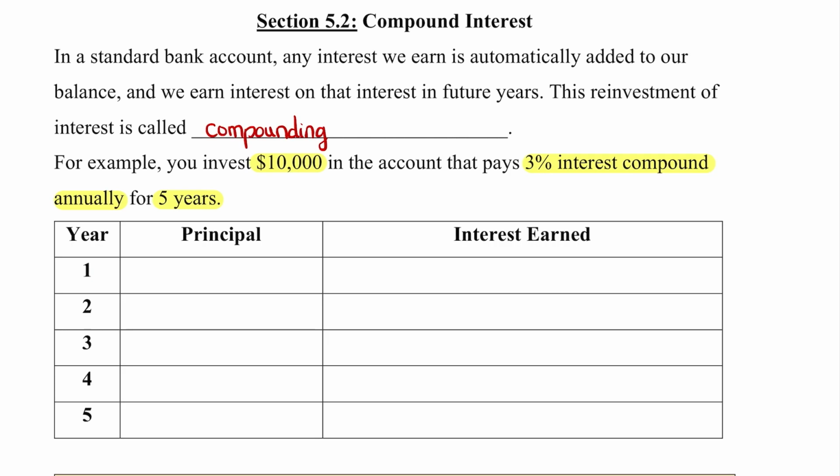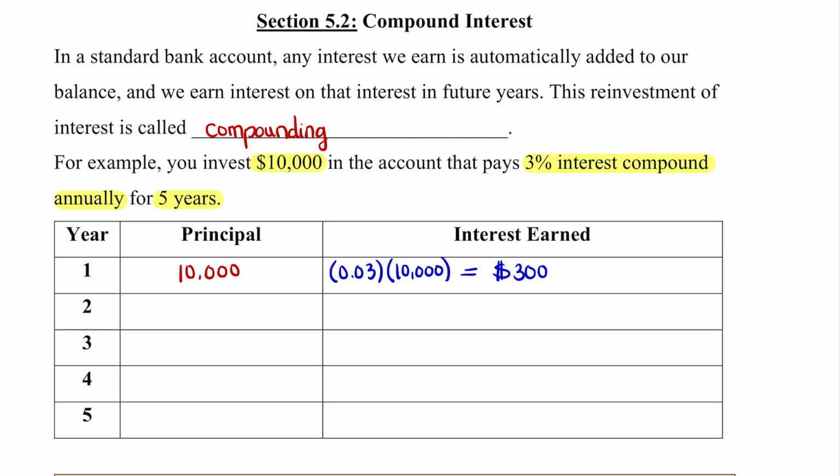Here I have years 1, 2, 3, 4, and 5, the principal corresponding to each year, and also the interest that I earn each year. For the first year, my principal is $10,000. The interest that I earned during the first year is 3% of $10,000, which is 0.03 times 10,000, which is $300. So if I leave my $10,000 here for 1 year, I earn $300 in interest.